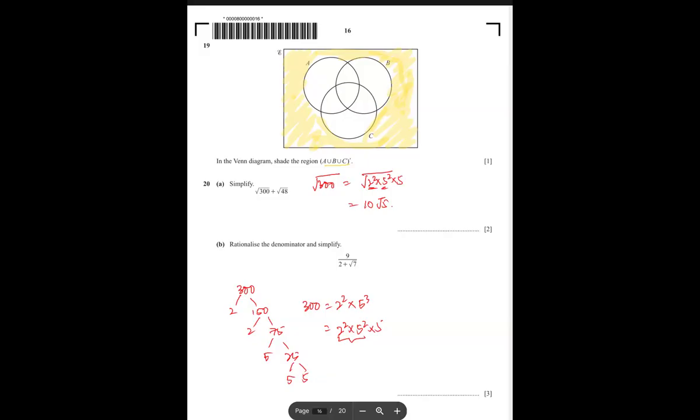Is it 10 times root 5? Wait, I think I did something wrong. Oops, wait. No, correct. I factorized wrongly already. Okay, 5. This is 15 actually. 3, 5. Okay, so 300 is 2 square times 5 square times 3. So when I square root 2 square times 5 square times 3, all the squares I can take out. So I can take out 2, I can take out 5, and it becomes 2 times 5. So 10 root 3.